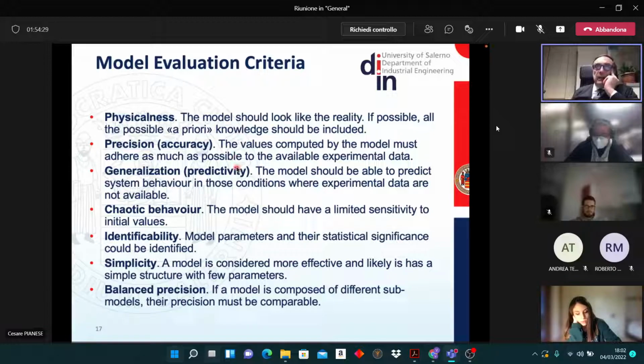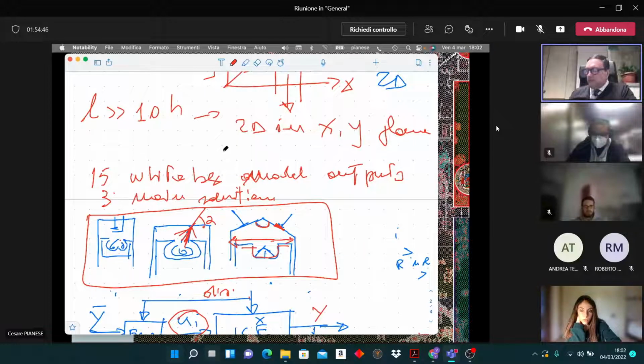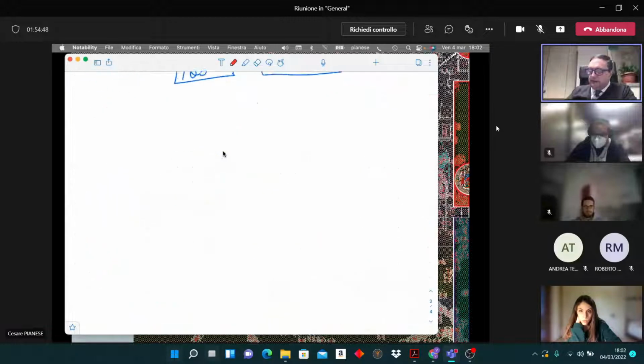Then the accuracy or precision. There are two differences. In some cases we put them all together, but there is a difference between precision and accuracy. I'll anticipate this to you in this way. Suppose that you have a target.